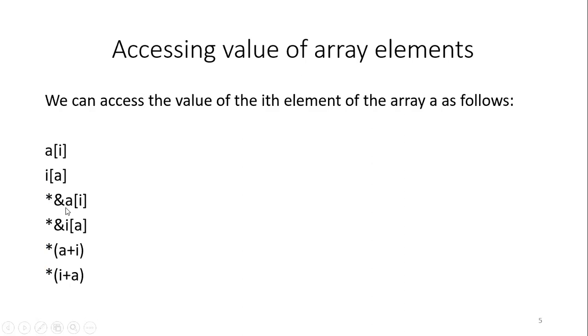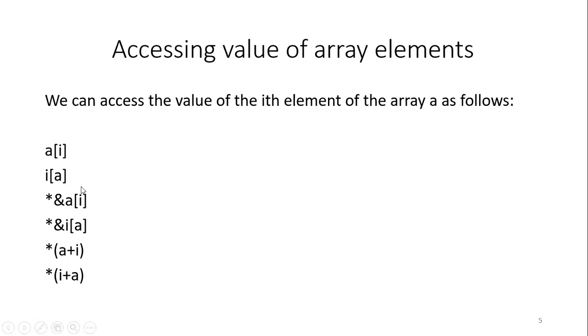Here a of I represents the value of the ith element. When we write ampersand before that, it is the address of the ith element. When we write star before this, it is the value at this particular address. Here, when we write asterisk and ampersand, they will cancel each other. So it is similar to writing a of I.